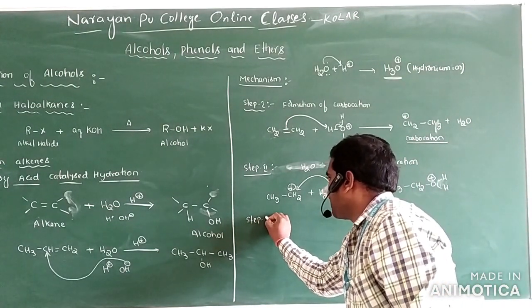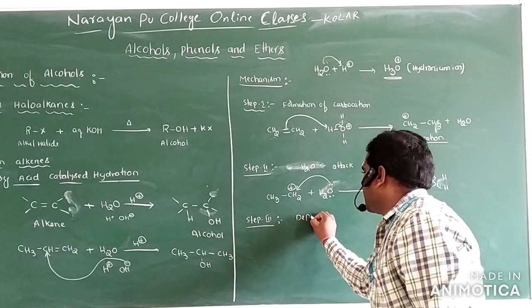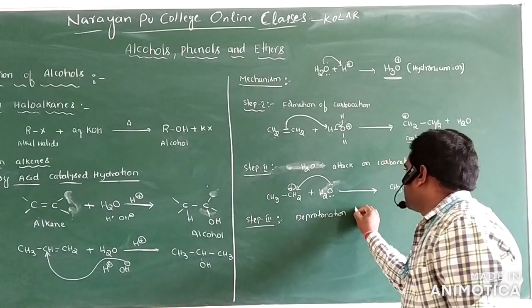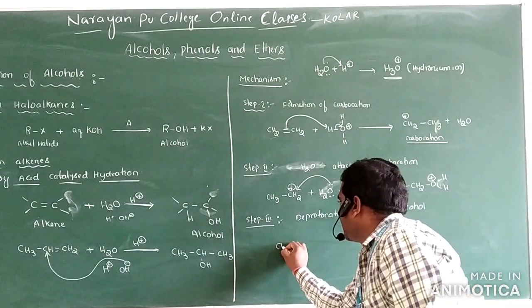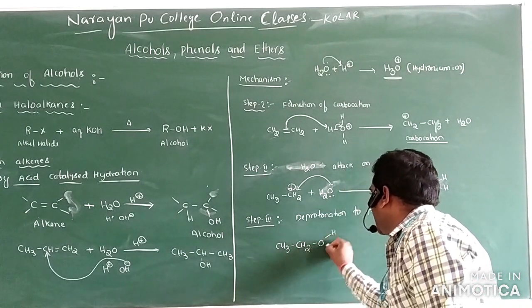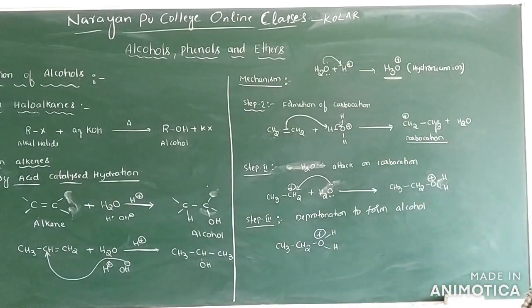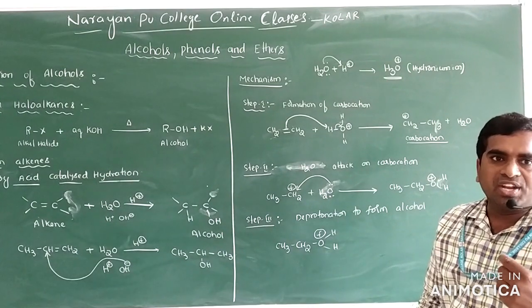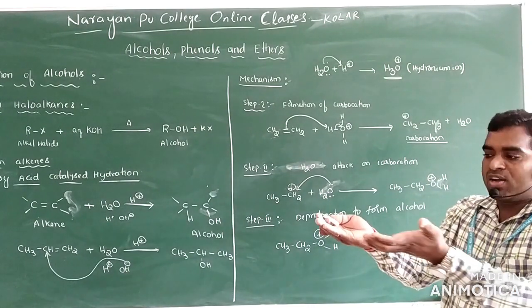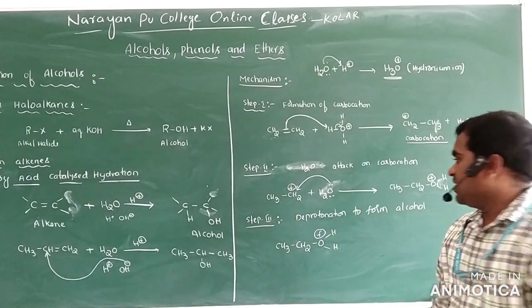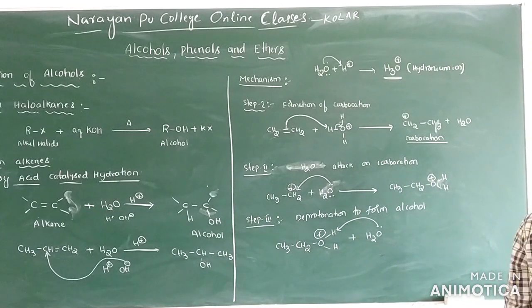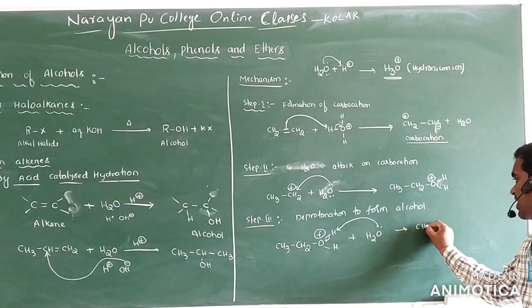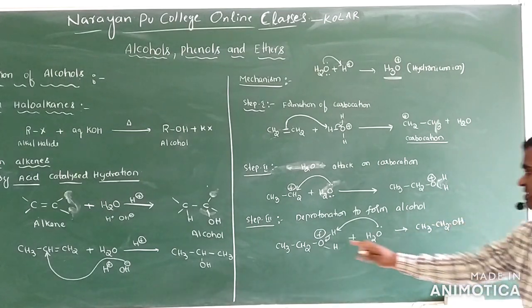And the last step is step 3: deprotonation to form alcohols. Here we have CH3, CH2, OH and H, H. And you already know, whenever a positive charge is present on a highly electronegative atom, it is very unstable. So oxygen tries to gain electrons from the hydrogen. Here we already have water, and it donates electrons to hydrogen, and hydrogen loses the electron. So you get the compound CH3CH2OH, because oxygen is gaining electrons.